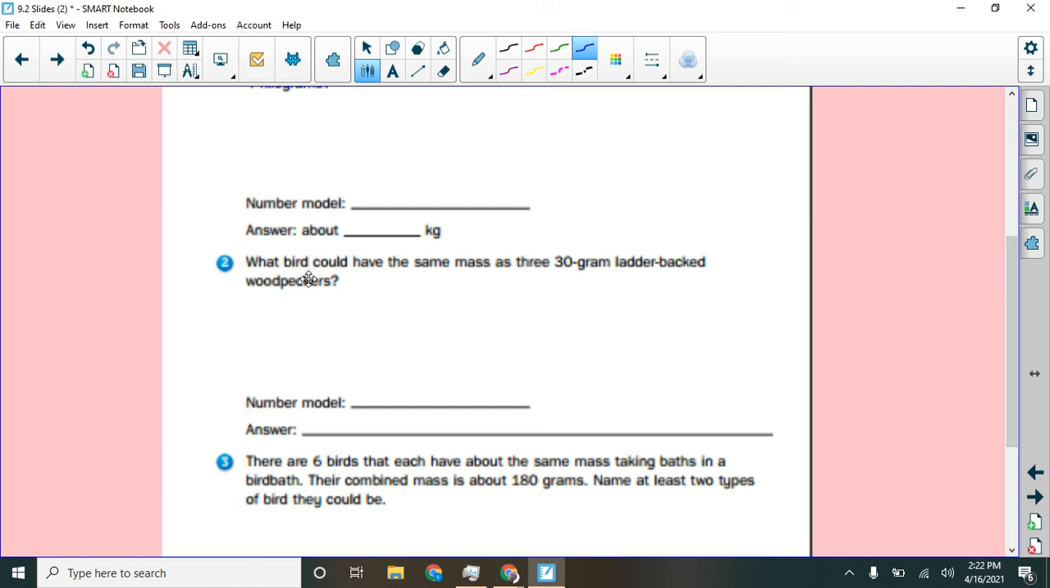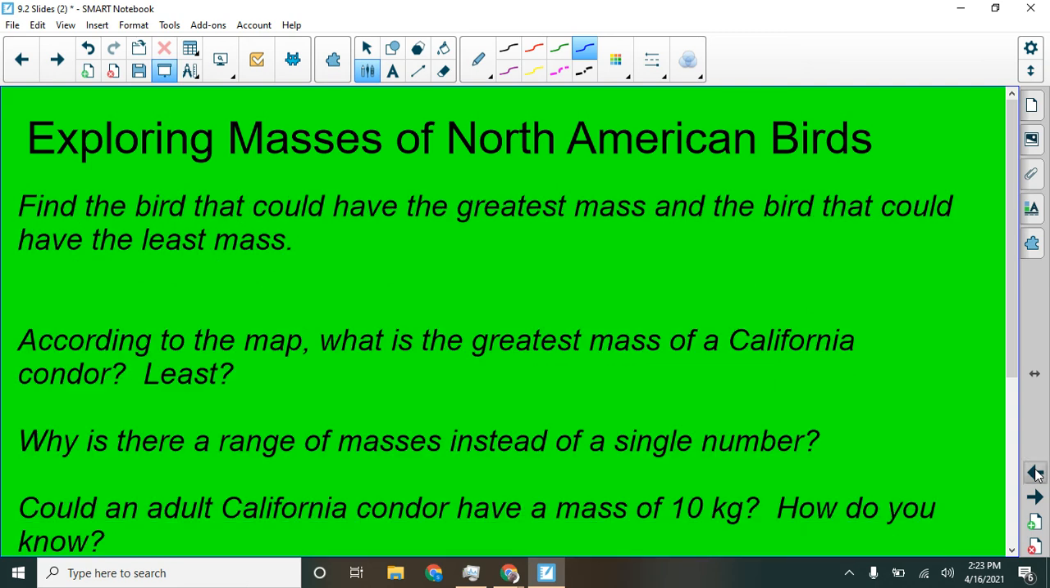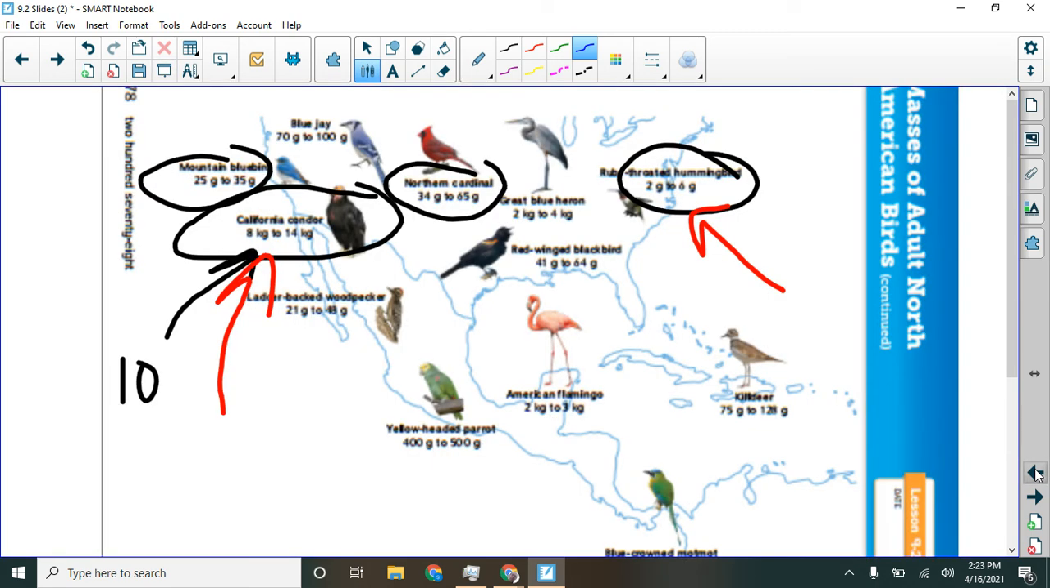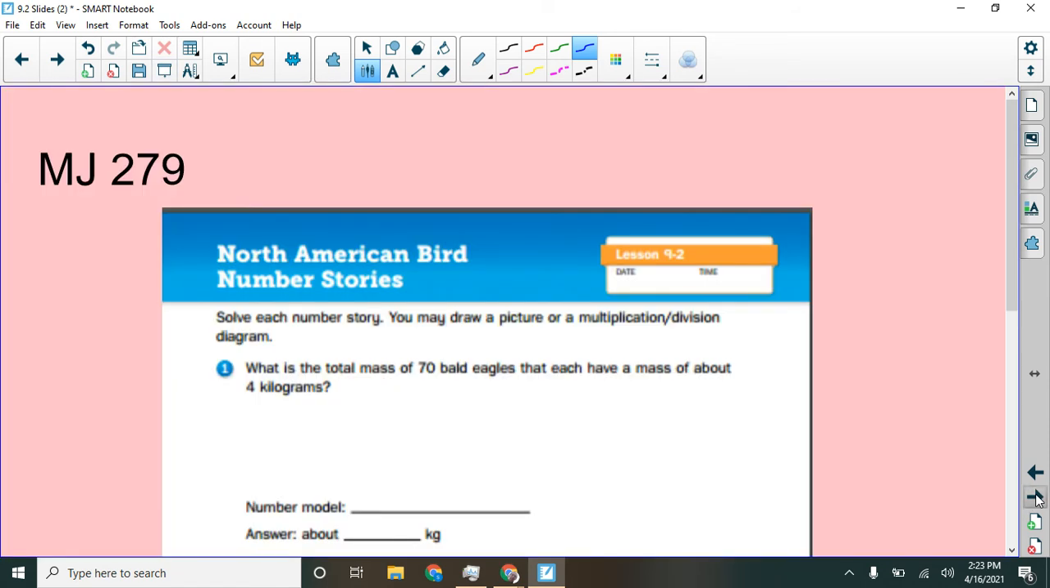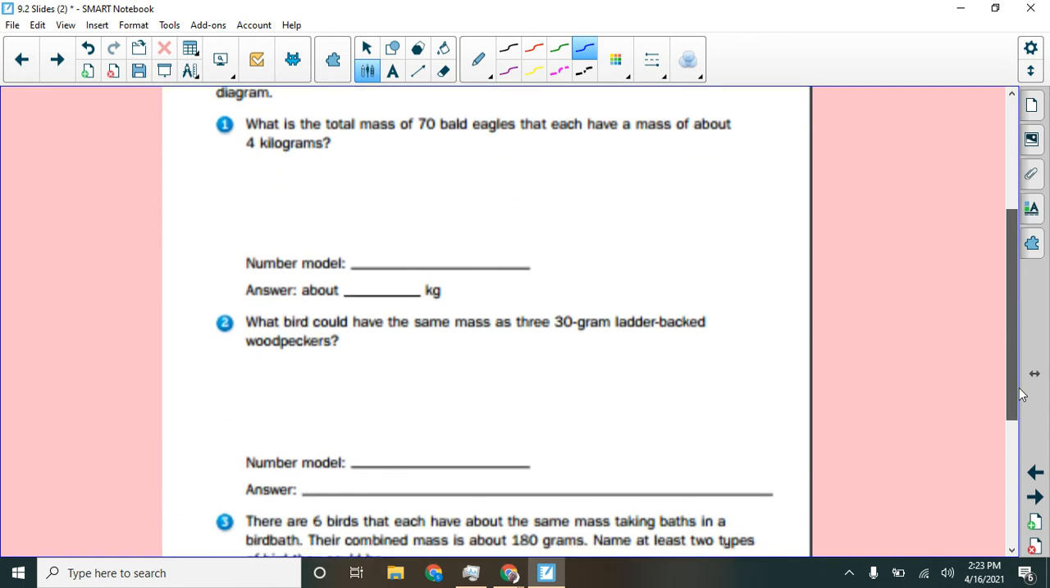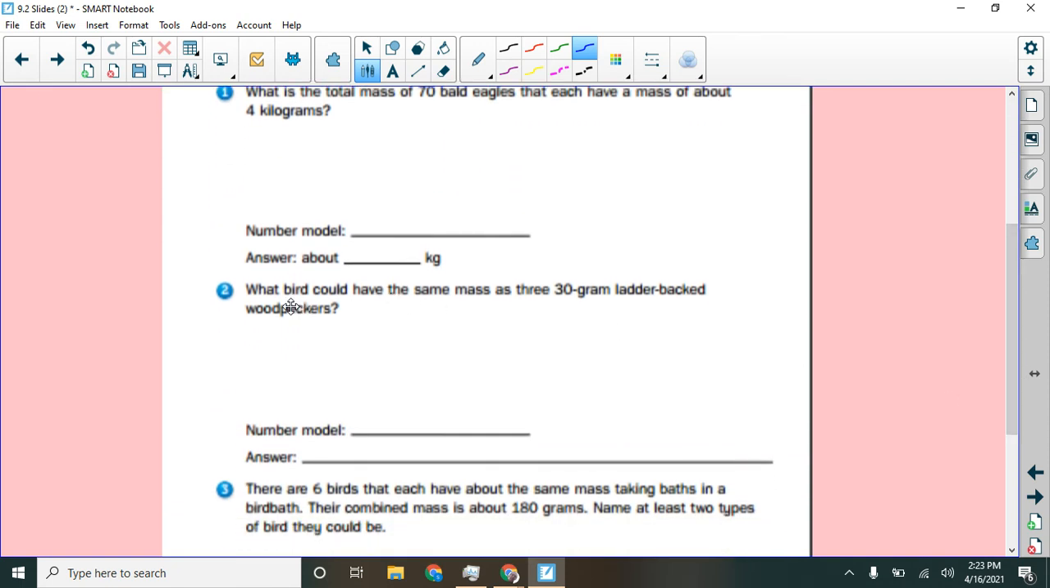What bird could have the same mass as 3 30-gram ladder-backed woodpeckers? Now, if I remember, the ladder-backed woodpecker is not on the map. Am I right? Let's look. I don't think it is, but that's okay because, oh no, actually it is. But that's okay. Even if it wasn't, we could still figure this problem out. If we want to know the mass, our final answer, well, I'll talk about that in a minute. We need to figure out the mass of 3 30-gram ladder-backed woodpeckers.